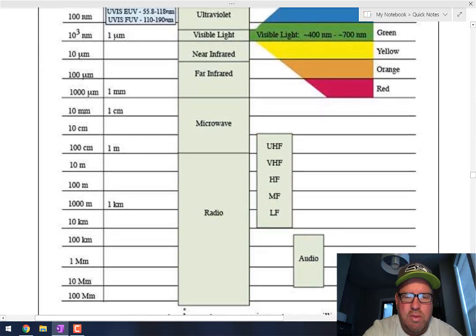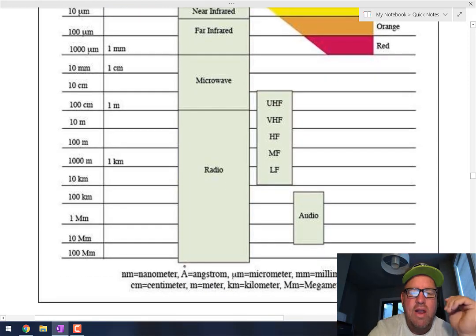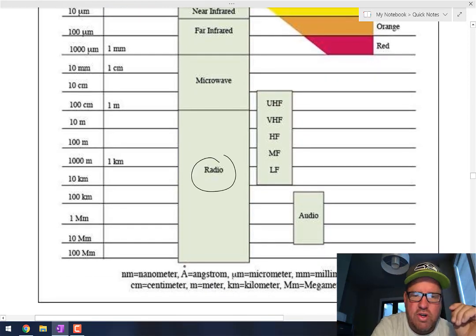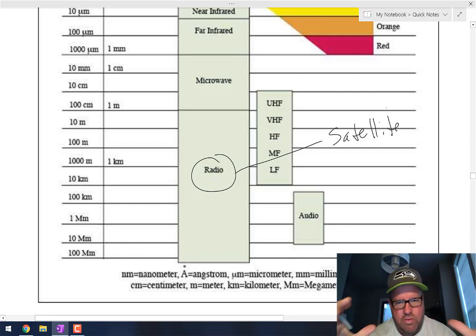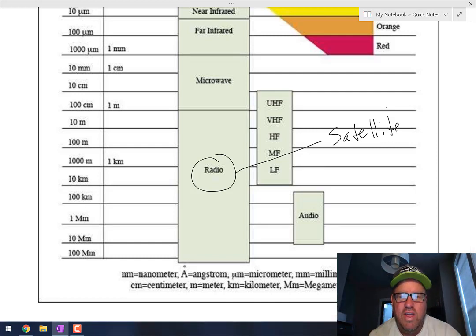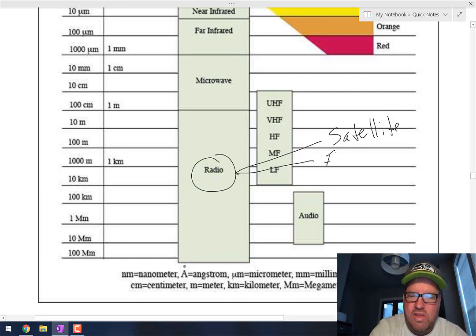So we're going to start at the bottom here. The bottom one down here, the first ones are called radio waves, okay? And radio waves are lots of different things, okay? If you have DirecTV or Dish Network, so if you have satellite TV, that's how the light gets to your house, is via a radio wave. Obviously, if you listen to the FM or the AM radio, that also travels as a radio wave.